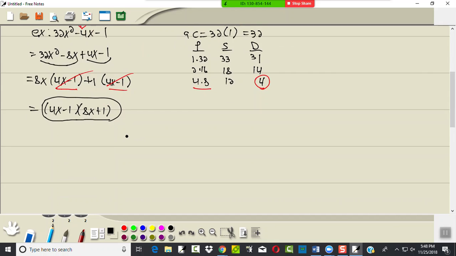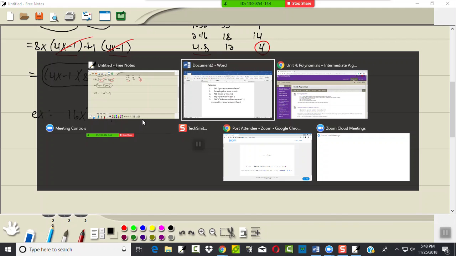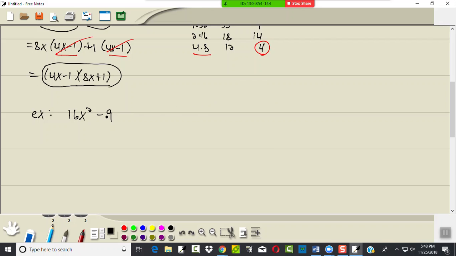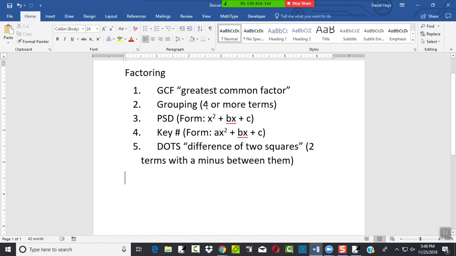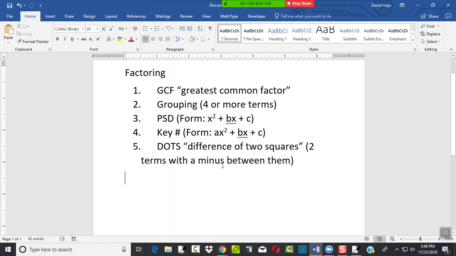Okay, one more technique, one more example. Then I'll open up to any questions you have. Let's say I got 16x squared minus 9. GCF, there isn't any. Grouping is for four terms. Well, that doesn't apply. PST and key number are both three terms. These are two terms. Our last technique: two terms with a minus between them.